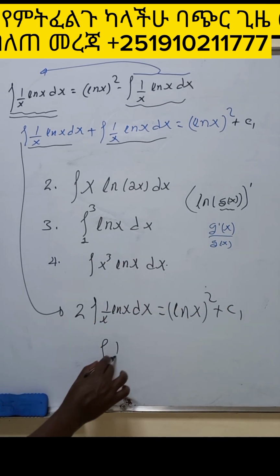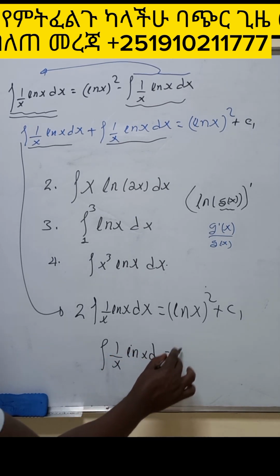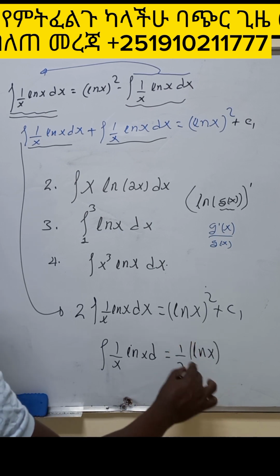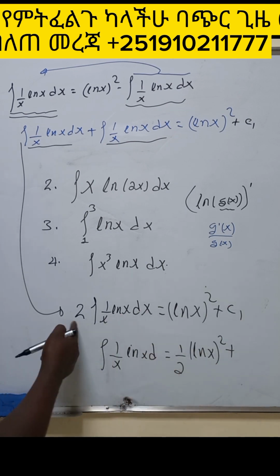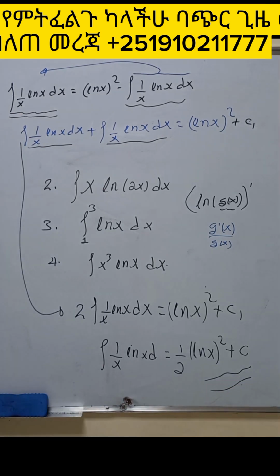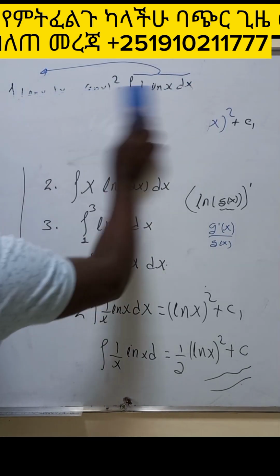Dividing by 2, the integral of 1 over x ln of x dx is exactly 1 over 2 ln of x the whole square plus c1 over 2. Let's recall that c1 over 2 is a certain constant symbol, an arbitrary constant. So this is the integral of the first formula. So I have used the integration by parts method to integrate this formula. Let's come to the second formula.